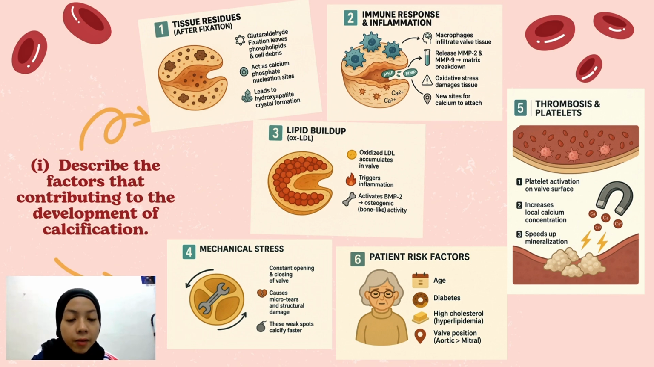The number 5 factor is thrombosis and platelets. First, platelet activation on the valve surface. Second, increased local calcium concentration. Lastly, it speeds up mineralization. And the last one is patient risk factors: age, diabetes, high cholesterol, and valve position.